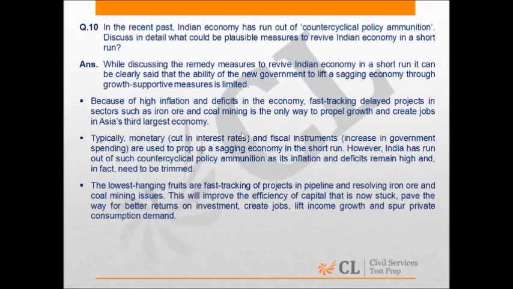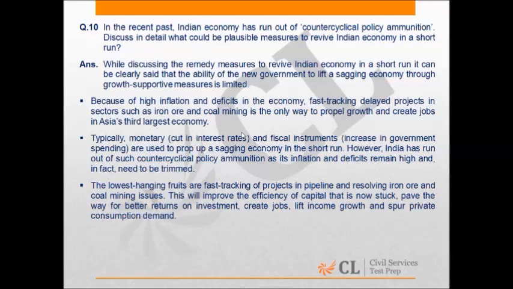Question 10: In the recent past, Indian economy has run out of counter-cyclical policy ammunition. Discuss in detail what would be the plausible measures to revive Indian economy in a short run. When we talk about reviving Indian economy in the short run, there are 2-3 main important points: to cut imports, to put emphasis on domestic saving, to attract more FDI, to act towards generation of more capital, to attract more capital inflow. These points are the need of the time.